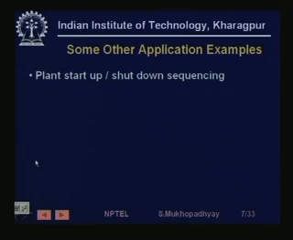So there are n number of such other problems. For example, there are many other application examples. For example, a plant startup shutdown sequence. So when a plant is started up, initially you have to bring up levels to start. Initially automatic control may not be immediately applied. So first you have to maybe fill some chamber, so then start the pump. So first open the valve, then you start the pump, then once the level starts filling, then you see when it has reached some sufficient level, then you switch off the pump, then you switch off the valve.